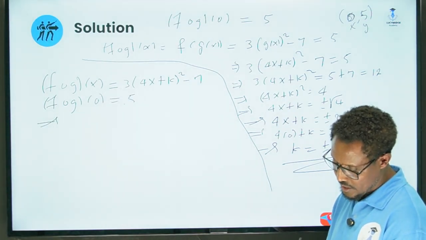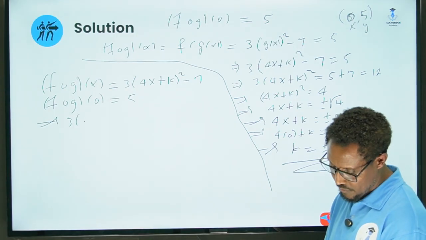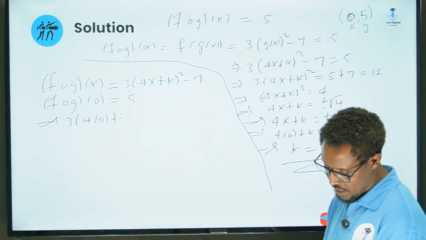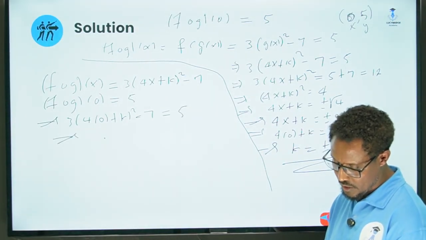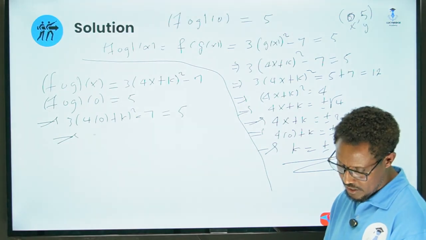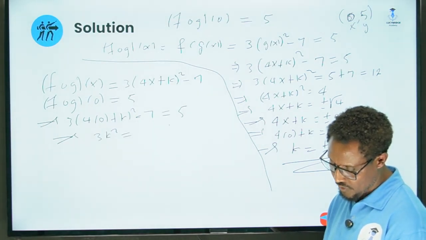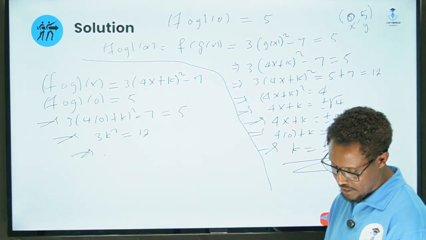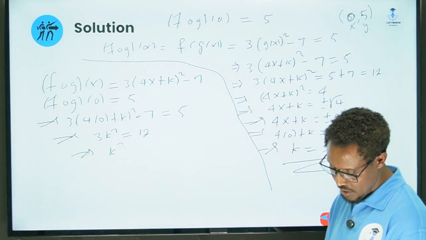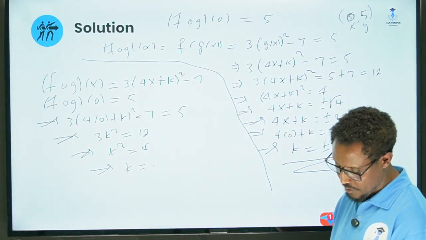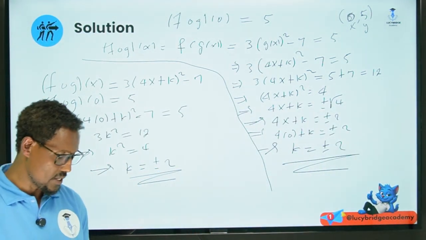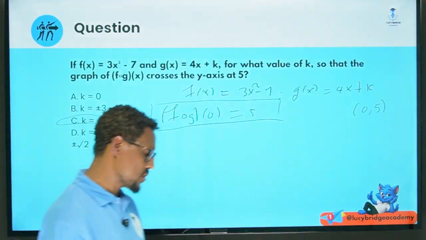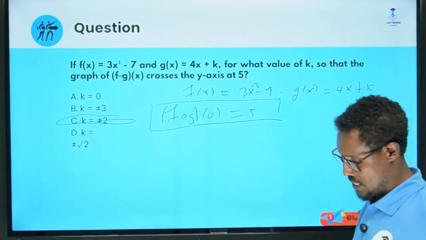Replacing x with 0, we get 3 times (4 times 0 plus k) the whole square minus 7, which is equal to 5. So this is 3k square is equal to 5 plus 7, 12. Dividing both sides by 3, k square is equal to 4. Implies k is equal to plus or minus 2, the square root of 4. So the answer is plus or minus 2, which is C.